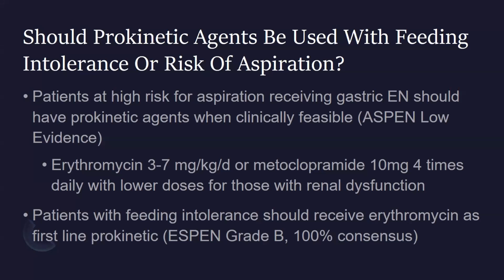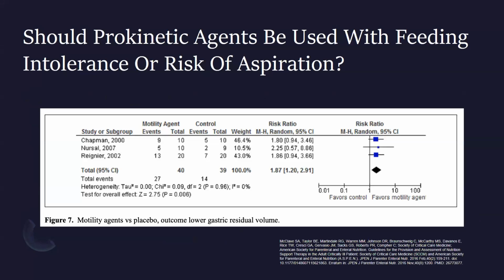The Europeans essentially say the same, but they say erythromycin is really the only one that works, and they did an analysis to support that. So this is the meta-analysis. I think this one was published by the Americans. And the reason why they say that is because if you start prokinetics, you have lower gastric residual volumes, which they just finished telling us that we shouldn't be checking gastric residual volumes. So take that for whatever it is worth.